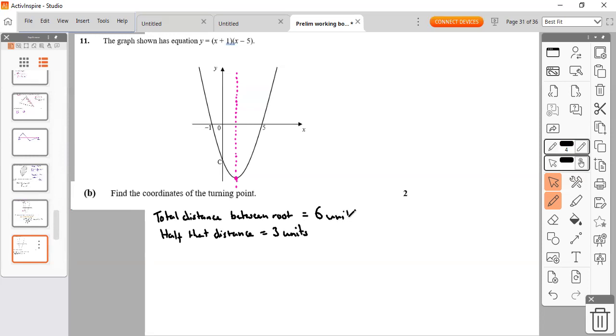I'm just going to put the word units there, just to show that it's a distance. There's no units, but it's 3 jumps. So half that distance. Now that's not x equals 3, that's 3 units away from -1. So -1 to 0, 0 to 1, and 1 to 2. So when x equals 2, we're right in the middle, because we're 3 away from -1, we're 3 away from 5.